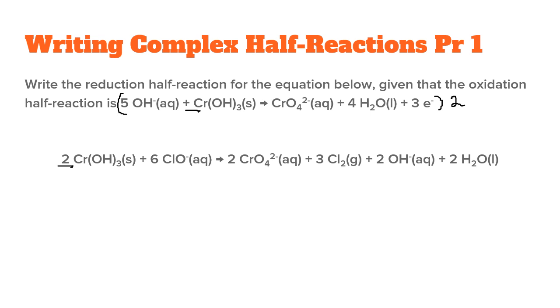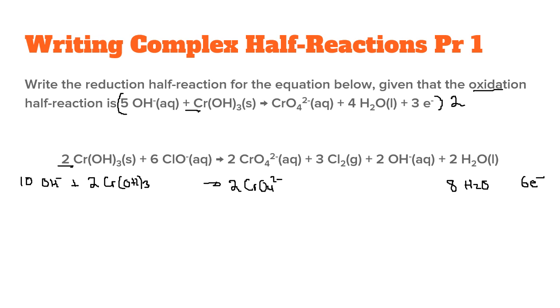So if we double everything, we have 10 hydroxides plus 2 now of chromium hydroxide, Cr(OH)3. And then on the product side, we have 2 chromate ions, 8 waters, and 6 electrons. So remember now that we are going to subtract everything from the given oxidation half reaction, and that will give us the reduction half reaction.